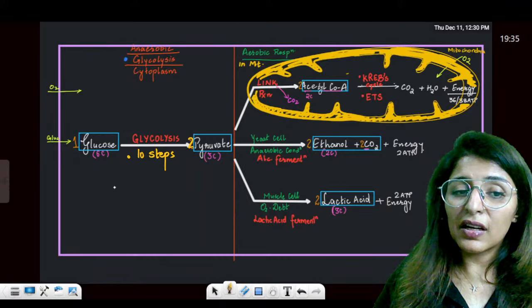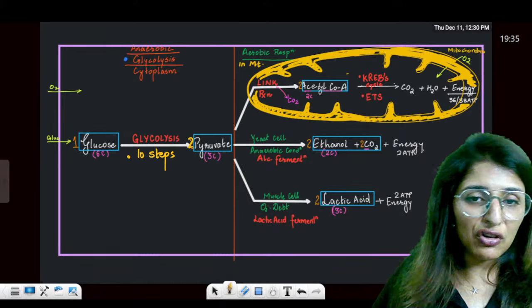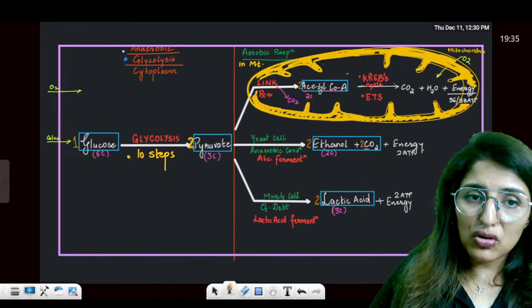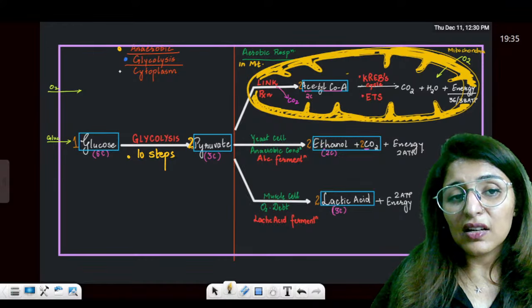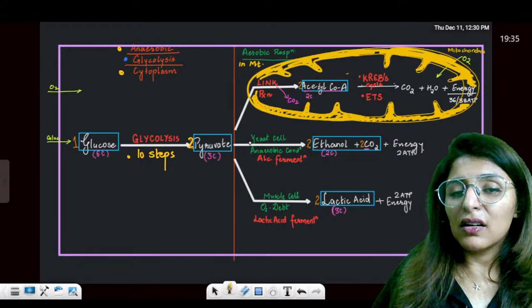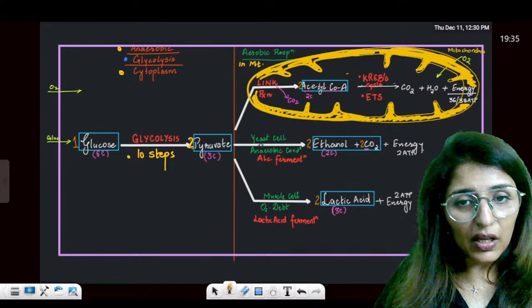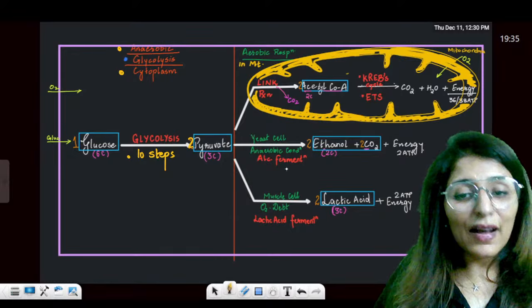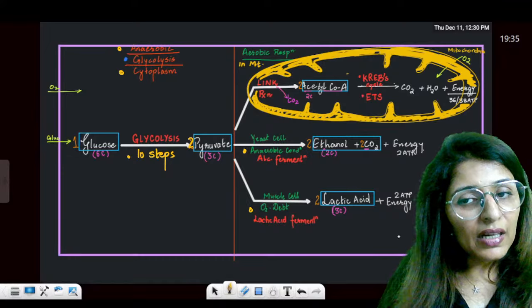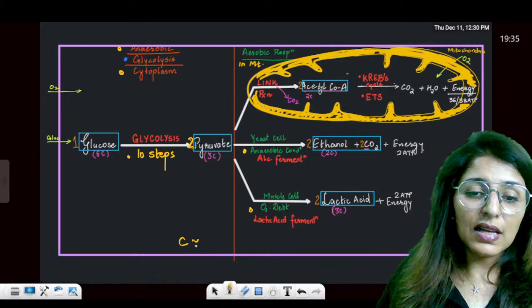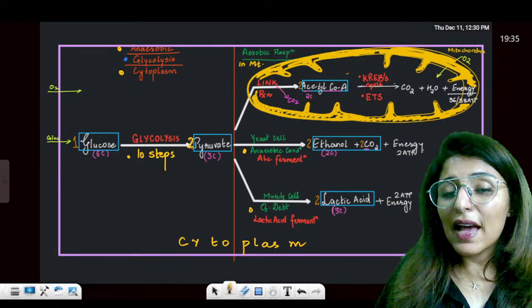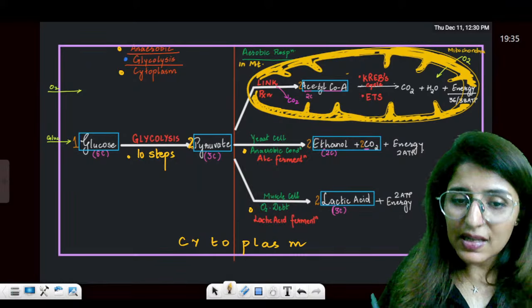Why? Because pyruvate is a 3-carbon compound, according to the law of conservation of mass. Now during glycolysis, oxygen is not used. So this is an anaerobic part of the process and occurs in the cytoplasm. Now pyruvate can show 3 different fates. Okay. Now see, if there is lack of oxygen, that means anaerobic, then this pyruvate will remain in the cytoplasm.